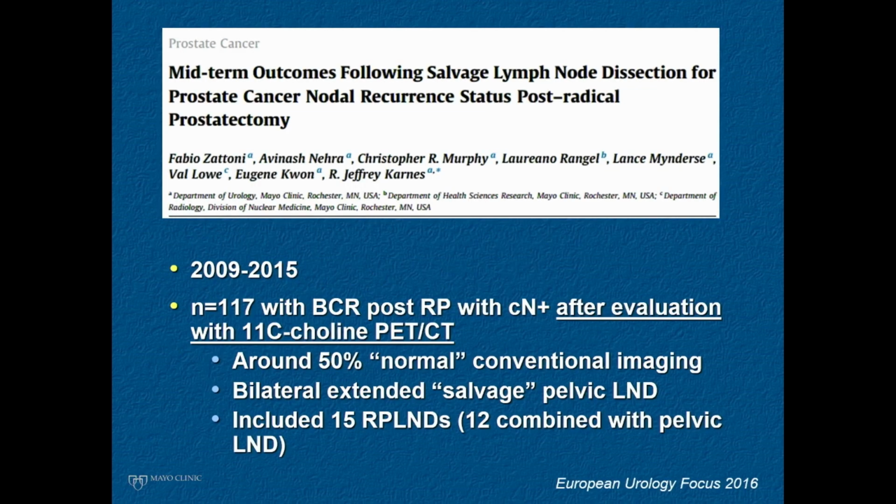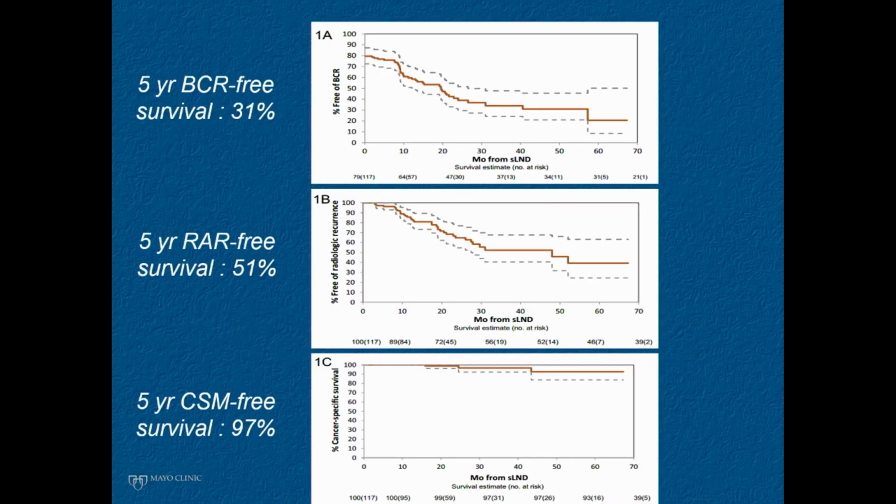So this was my series of men who underwent a prostatectomy, had BCR, after evaluation of a C11 choline scan. You can see the years here, and about 50% had a normal conventional imaging. And so of these 117, my intention was a bilateral extended salvage pelvic node dissection. It did include 15 retroperitoneal lymph node dissections, either done exclusively or in combination. And these are the 5-year Kaplan-Meier survival curves.